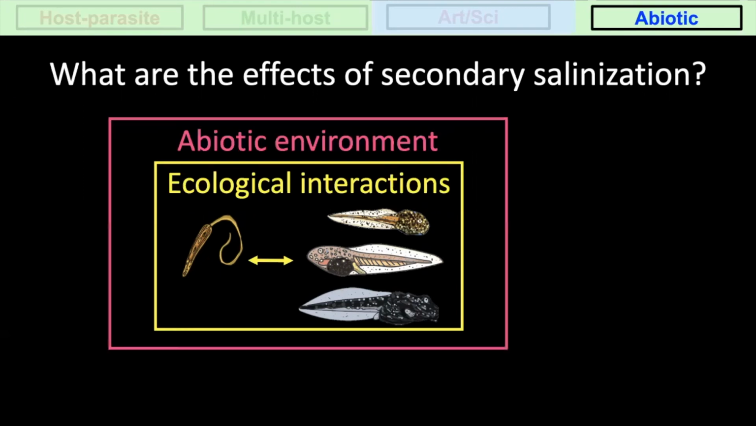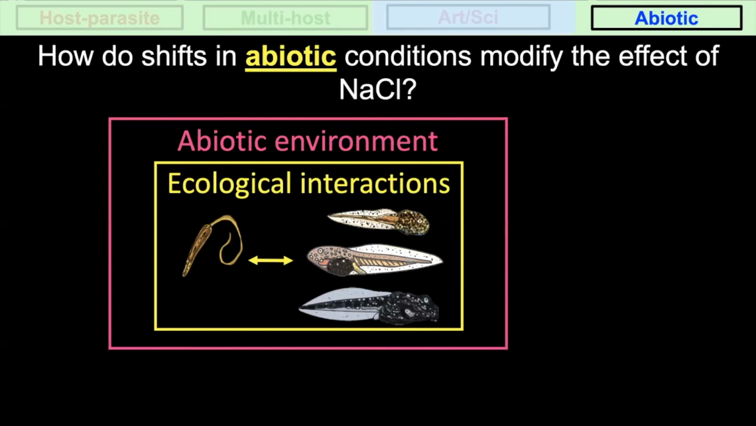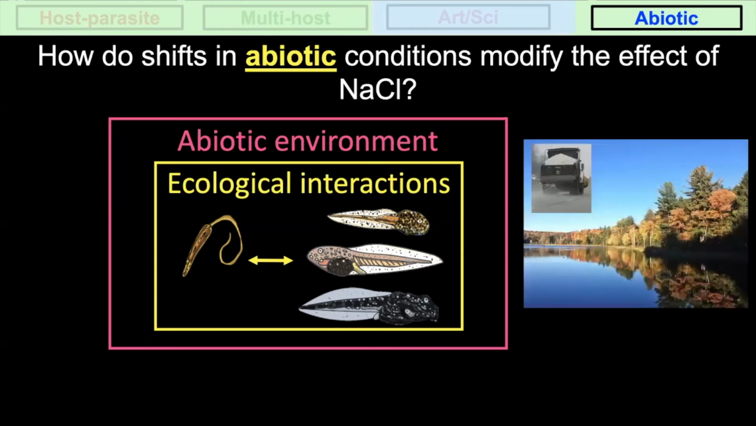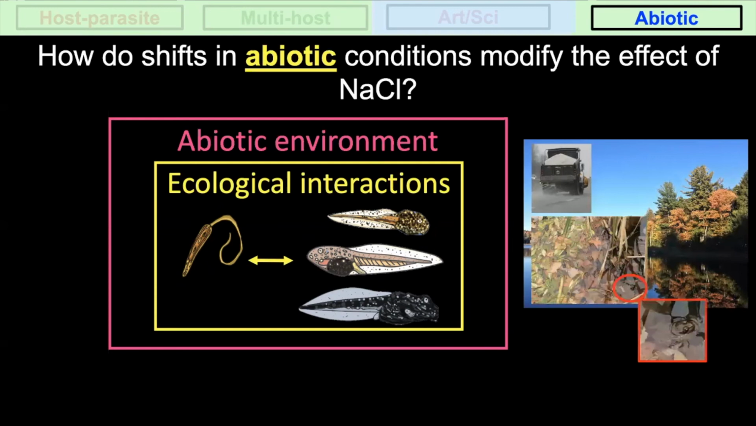And in this last section, I'll talk about how changes in abiotic conditions may exacerbate or dampen the effects of salt on hosts and their susceptibility to disease. So again, the broad question that I'll ask here is, how do shifts in abiotic conditions modify the effect of sodium chloride? One way that abiotic conditions can change from location to location might be due to the input of leaf litter into aquatic ecosystems.